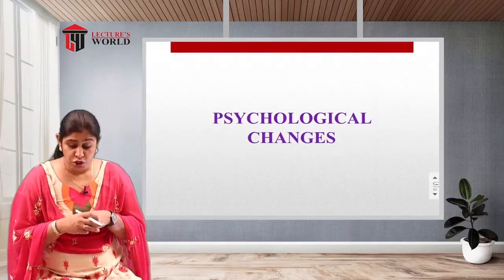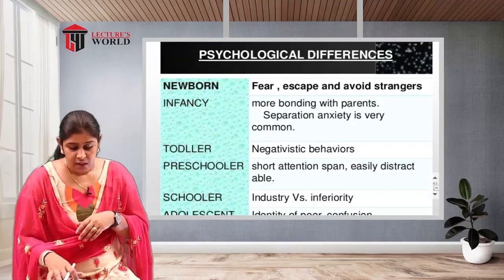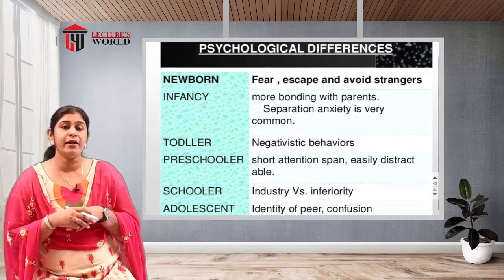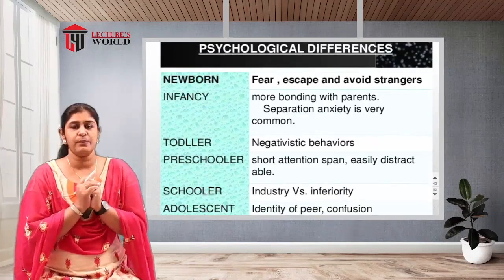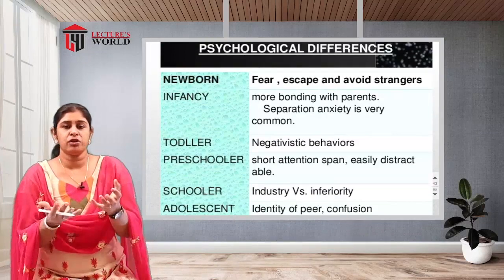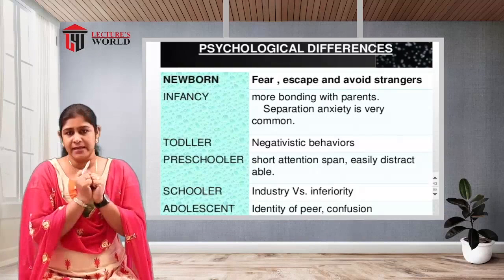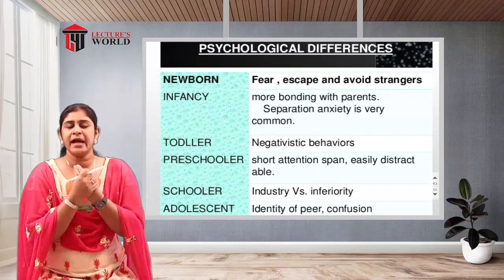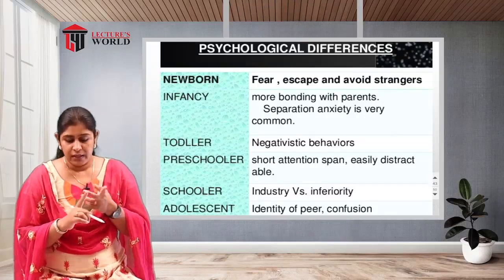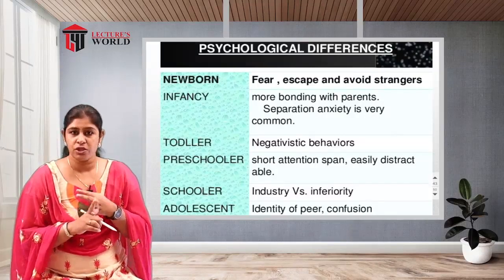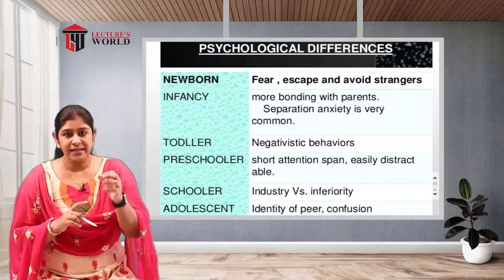Next come the psychological changes. What are the psychological changes that appear? In newborns, they have fear, they have escape, and they avoid strangers. Whenever a stranger comes and says hello to a child, the infant usually cries. They give a reflex by crying. That is the psychological impact happening inside a child's brain.